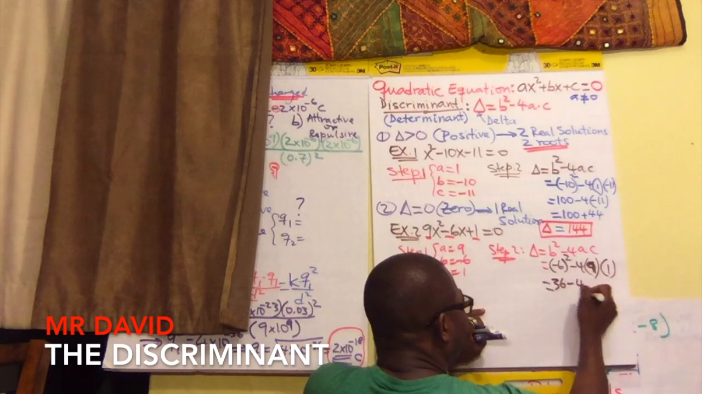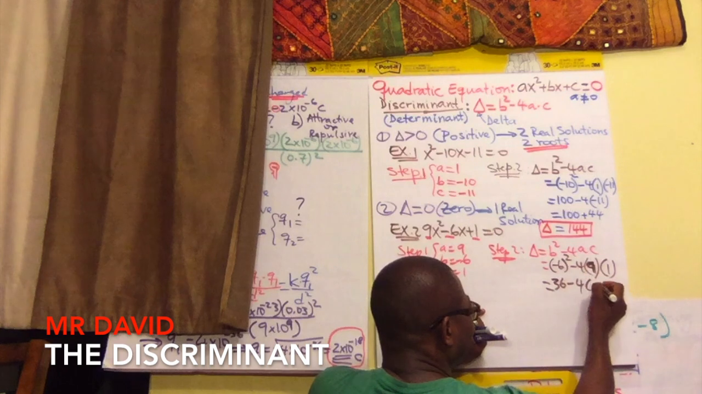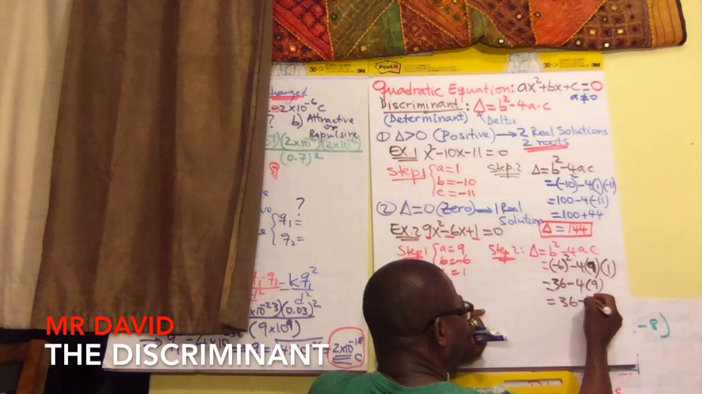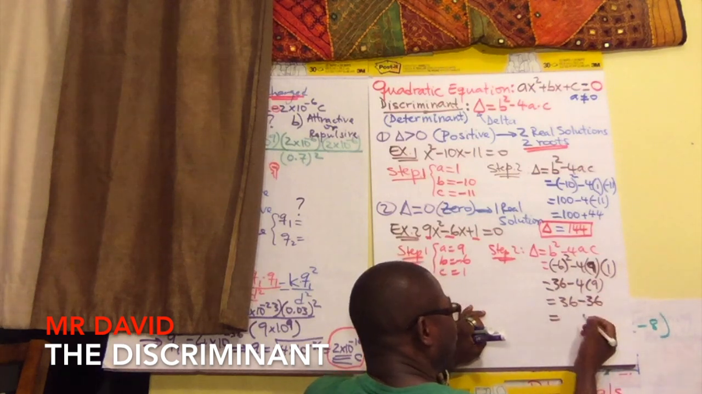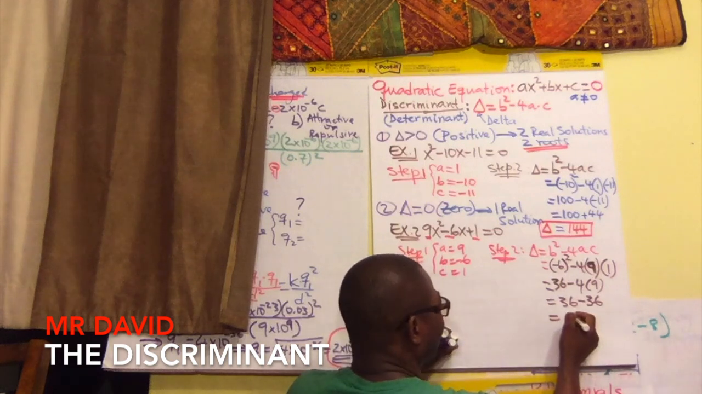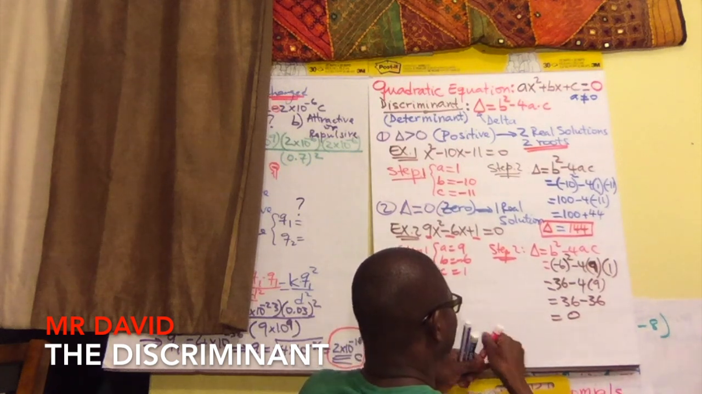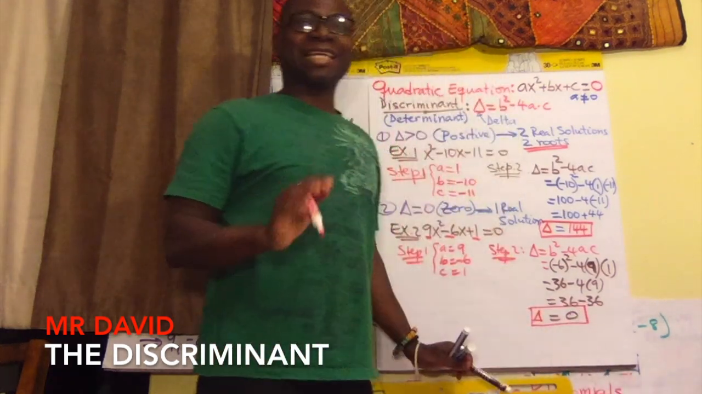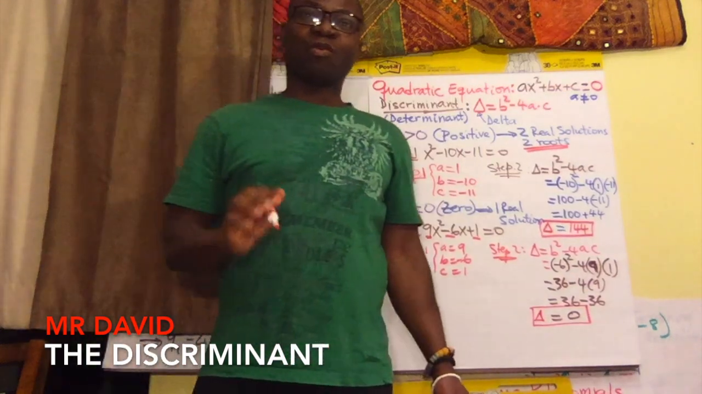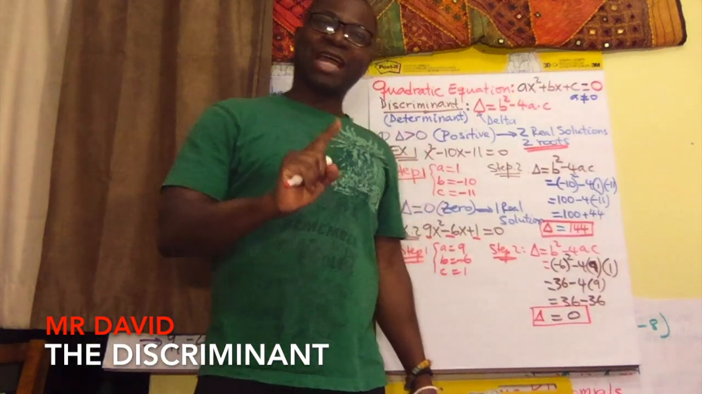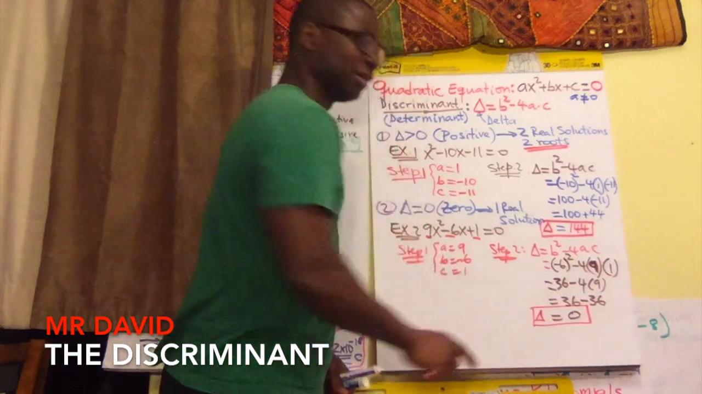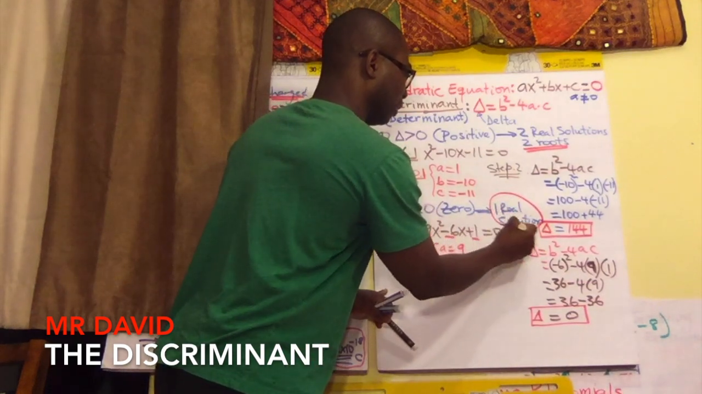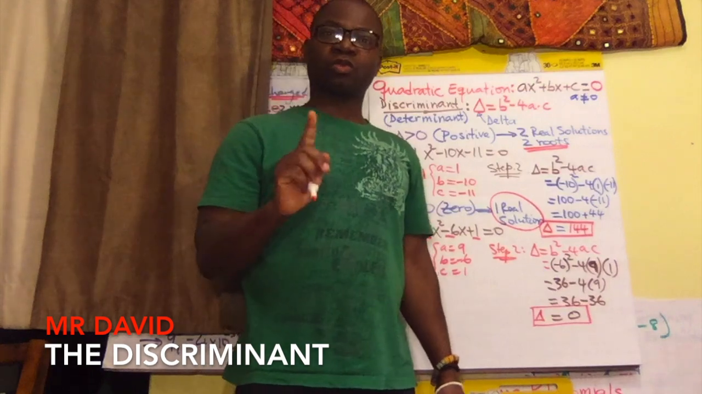Minus 4, what is 9 times 1? That's just 9. So 36 minus, what is 4 times 9? 36. You see, 36 minus 36 is indeed 0. So this works. So here's our delta. Delta equal to 0. Guys, anytime delta is 0, we already know we have only one solution. That's what 0 means. Delta equals 0 means we have one real solution, one root.